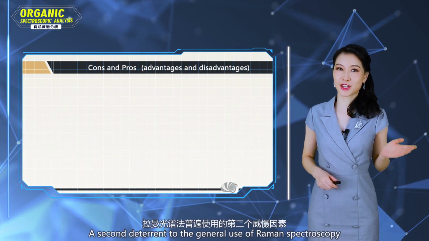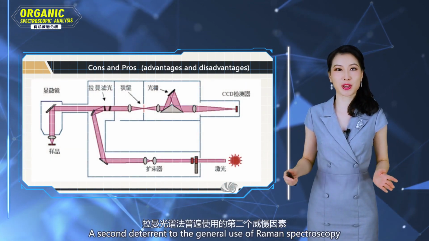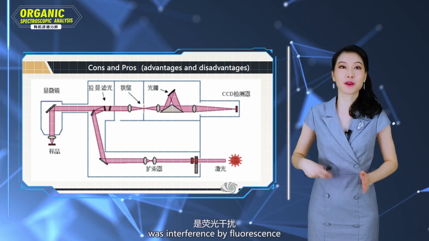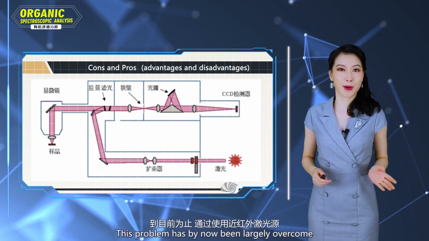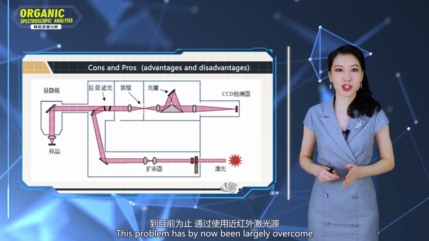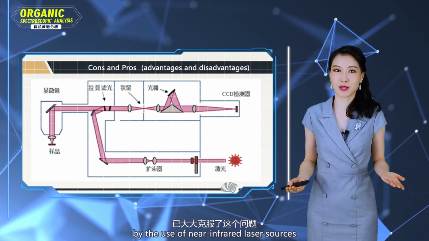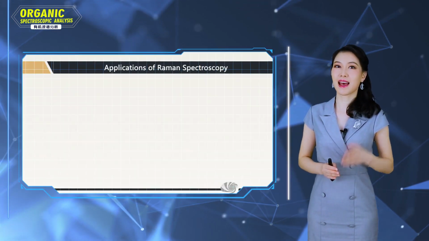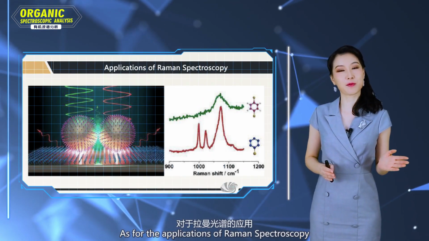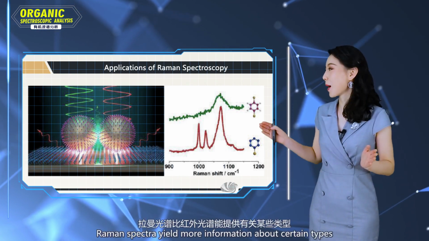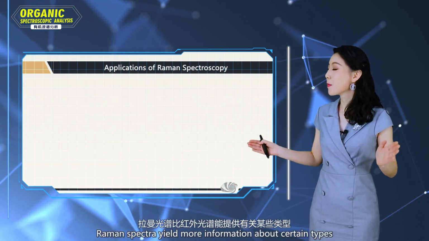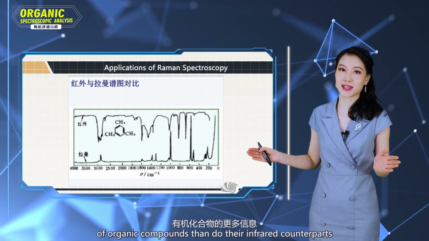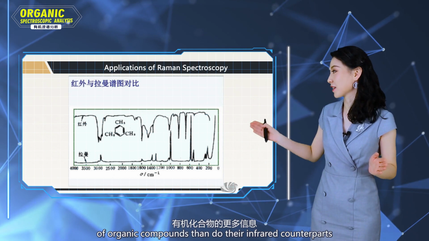A second deterrent to the general use of Raman spectroscopy was interference by fluorescence. This problem has by now been largely overcome by the use of near-infrared laser sources. As for the applications of Raman spectroscopy, Raman spectra yield more information about certain types of organic compounds than do their infrared counterparts.